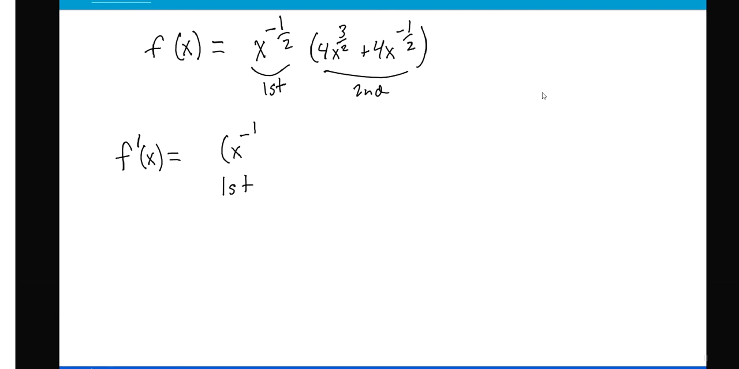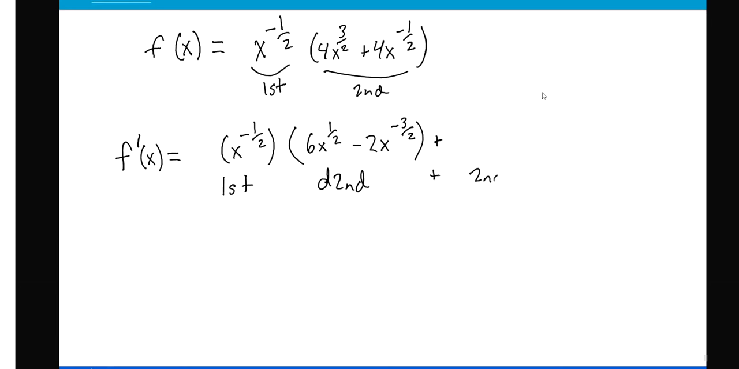Okay, so first, x to the negative 1/2 times the derivative of the second. Okay, so we need to take the derivative of what's in parentheses there. So use the power rule. 4 times 3/2 would be 12/2, which is 6. 3/2 minus 1 would be 1/2. Okay, the next term, 4 times negative 1/2 is negative 2. And then negative 1/2 minus 1 is going to be negative 3/2. Okay, so I'm just using the power rule there.